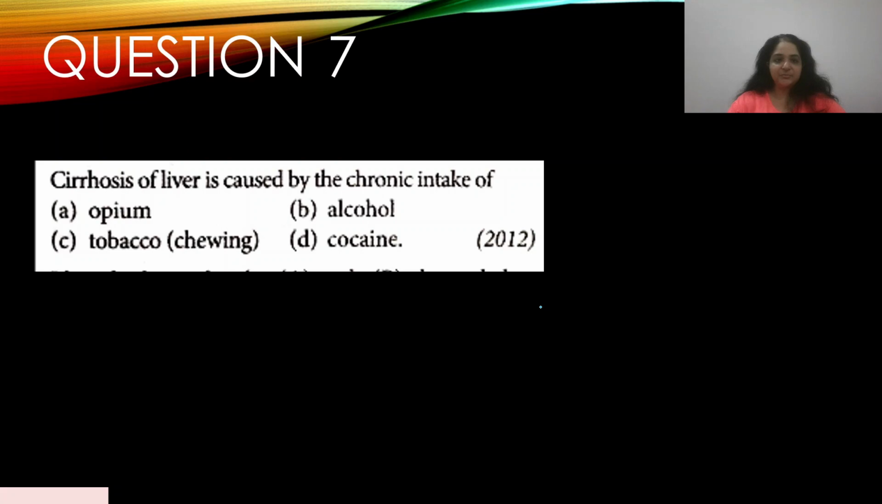Question number 7. Cirrhosis of liver is caused by the chronic intake of, and this appeared in the year 2012, A. Opium, B. Alcohol, C. Tobacco chewing, D. Cocaine. So cirrhosis of liver is caused by the chronic intake of alcohol. When there's too much consumption of alcohol, this chronic intake results in liver cirrhosis. All right. The answer is B.